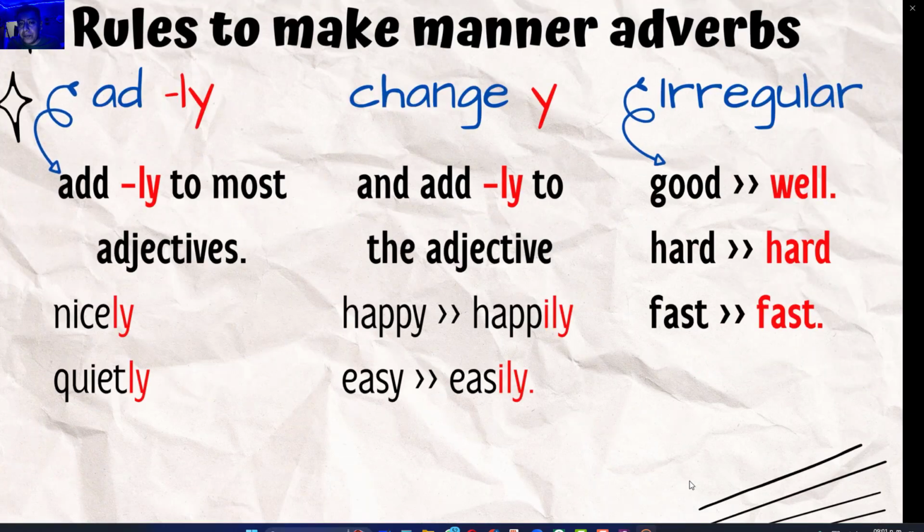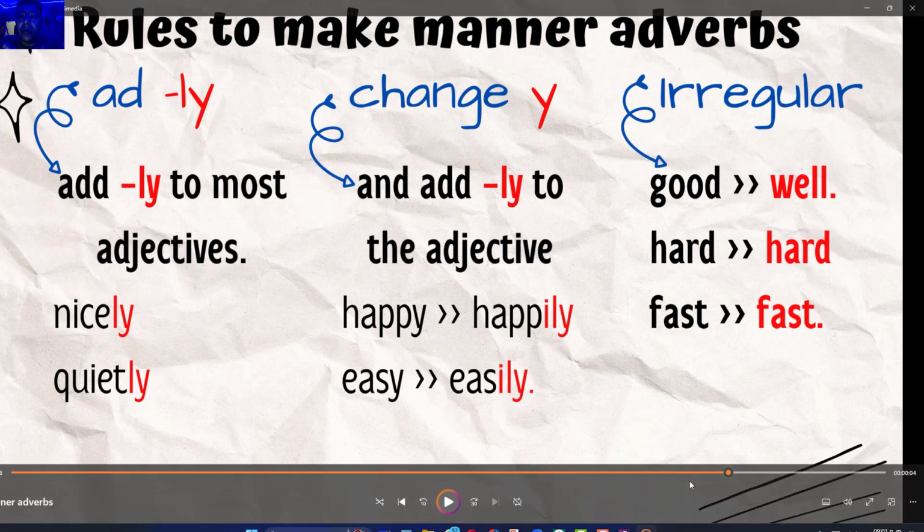Let's go with it. There are some rules to make adverbs. To most adverbs, we add ly at the end of the adjective. For example, nice is an adjective. He dances nice? No, he dances nicely. He plays quiet? No, he plays quietly. So we added L and Y. Okay? For example, he drives carefully.